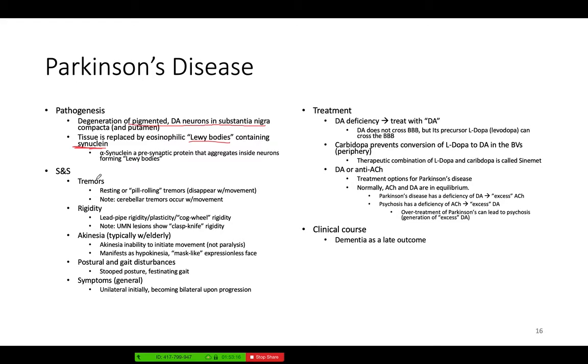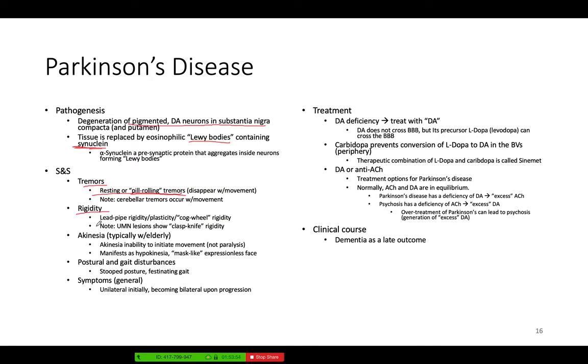Okay, and so signs and symptoms, we look for tremors, a resting or pill rolling tremor. Important thing here, if you have a patient with Parkinson's and they have this tremor when they're just sitting not doing anything, they'll have this kind of pill rolling tremor. When you say, hey, can you take this water bottle out of my hand, the tremor will disappear. That's an important differentiating factor with Parkinson's disease, is that if they are reaching out for something, if they make an intentional movement, that tremor is going to disappear. Okay, so resting or pill rolling tremor that disappears with movement.